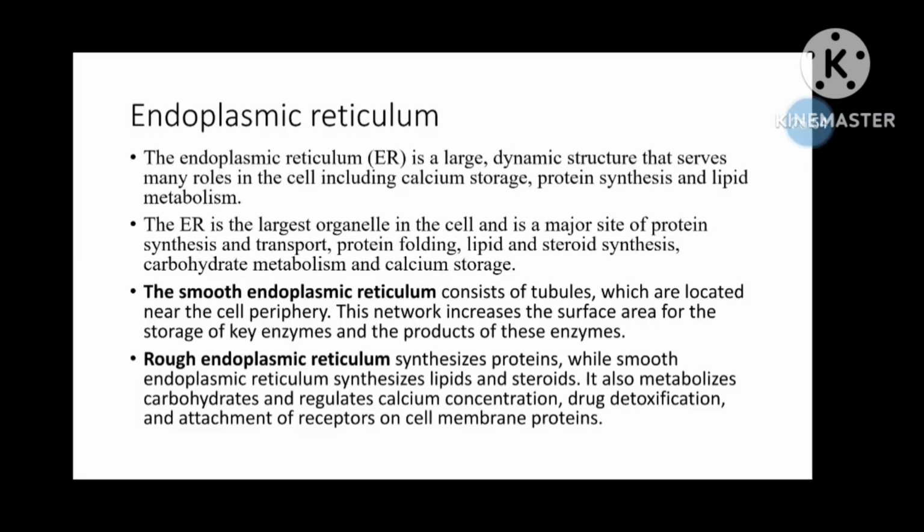On the surface of the rough endoplasmic reticulum, ribosomes are present. The smooth endoplasmic reticulum stores the key enzymes and produces products of these enzymes. And the rough endoplasmic reticulum metabolizes carbohydrate and regulates calcium concentration, drug detoxification, and attachment of receptors to the cell membrane protein.